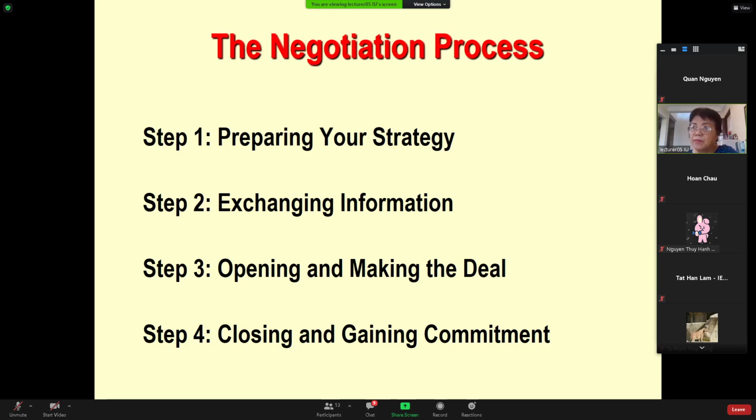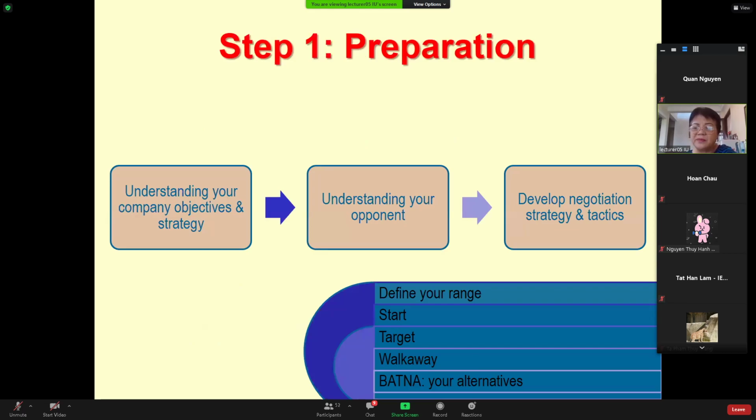Sometimes, even though one walks away, it's a good negotiation as well. They walk away, but then they understand, and then they come back again. So closing and gaining the commitment is the end of a negotiation.